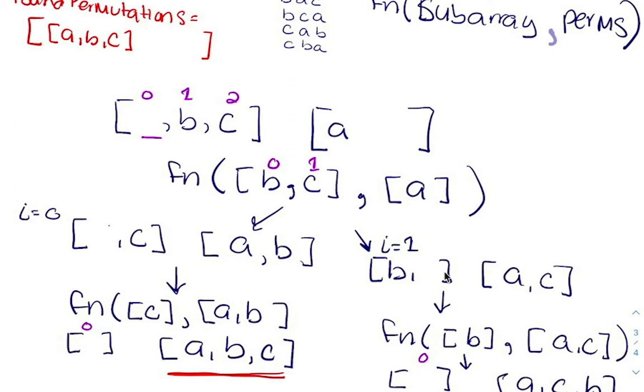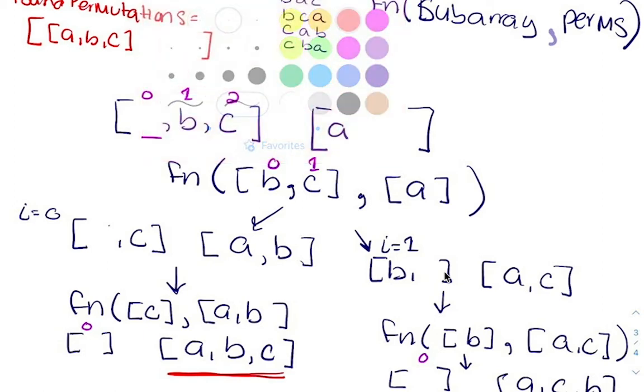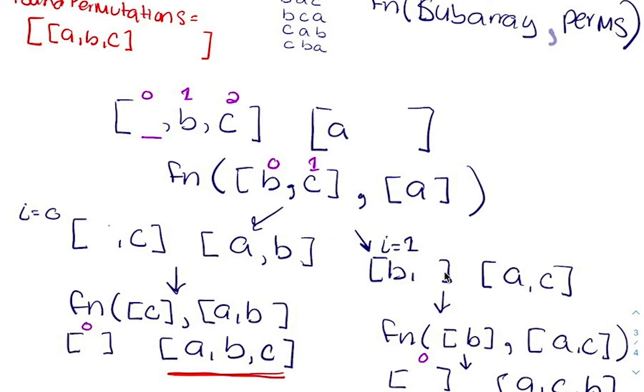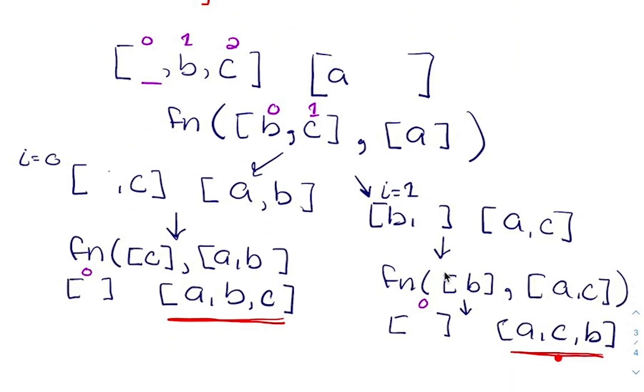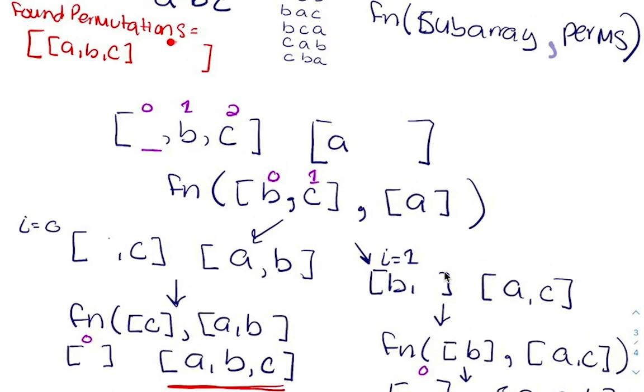So now we have reached our base case. We have found another valid permutation, and we know this because our subarray here has no more remaining characters left. So we're going to take this permutation right here, and you can check to see that this is a valid permutation up here. We're going to store it in our found permutations. So up here, we would add one more permutation to it, and eventually we're going to have 6 permutations inside of here, including A, C, and B.